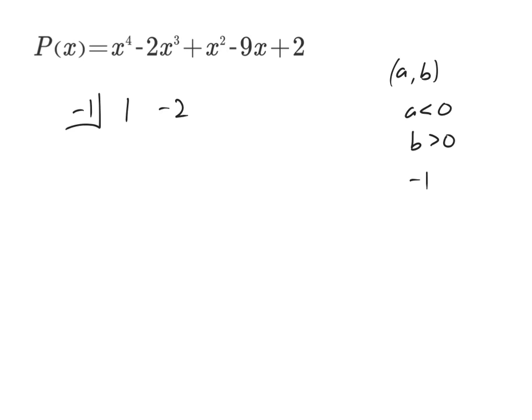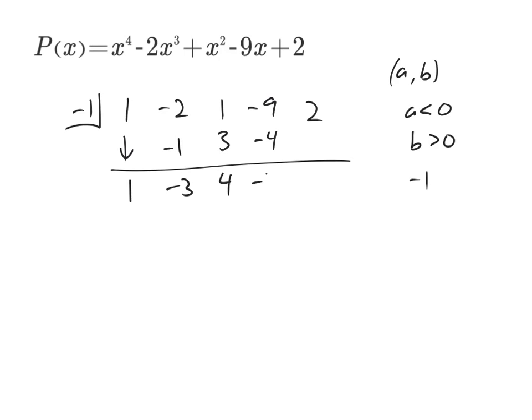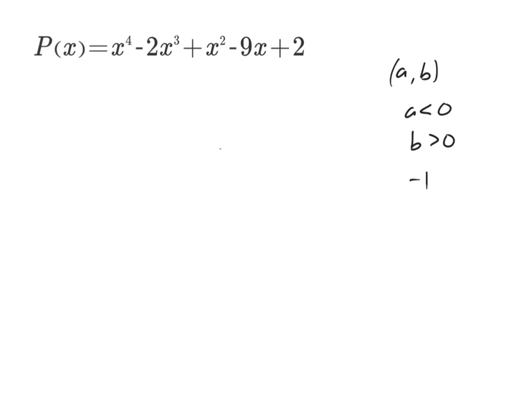1, -2, 1, -9, 2. So this gives me 1, -1, -3, +3, 4, -4, -13, +13, 11. Now if you notice, it switches signs every single time. Now if it switches signs every single time, and this is negative, then this will be a lower bound. So let's try to find an upper bound.